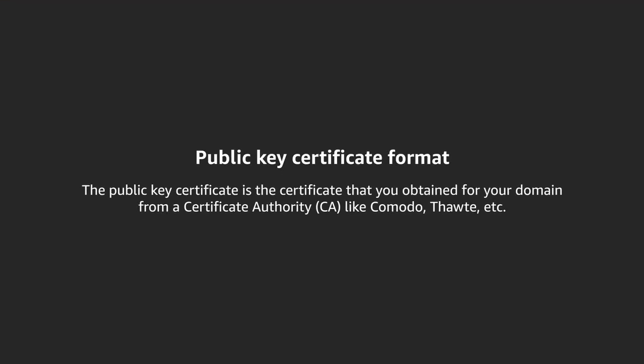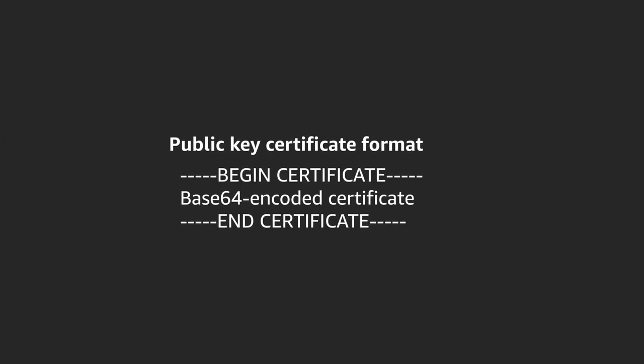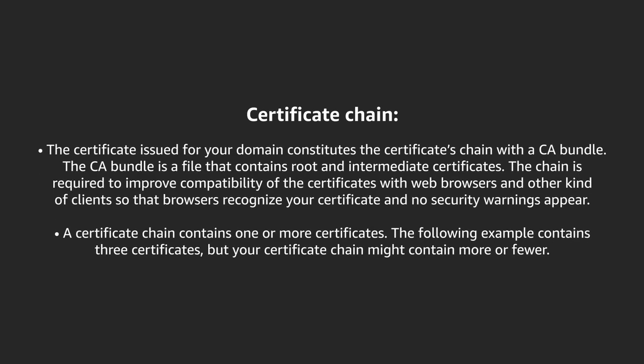Public key certificate is a certificate that you obtain for your domain from a certificate authority like Comodo or Thawte, etc. The public key certificate format should look like this. It begins with BEGIN CERTIFICATE. The contents of the certificate would be again base64 encoded, and it will end with END CERTIFICATE. That is the format for public key certificate. Let's move over to certificate chain.